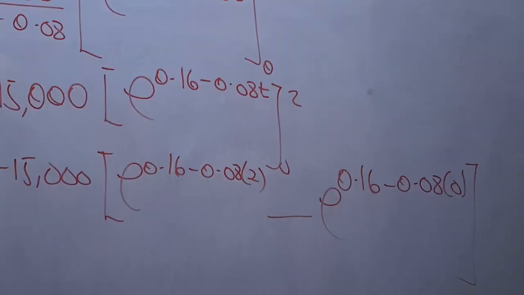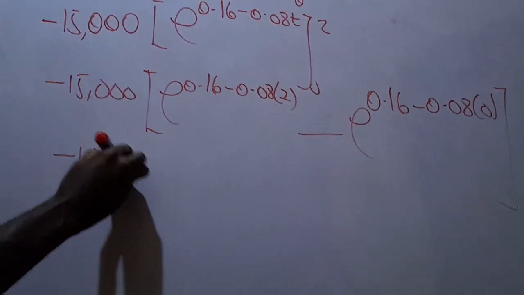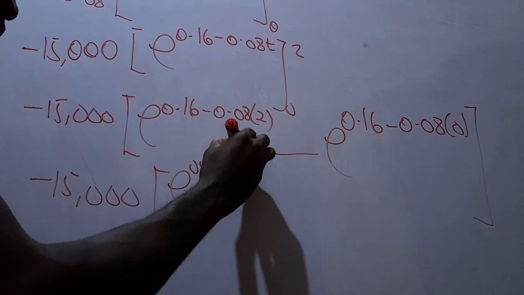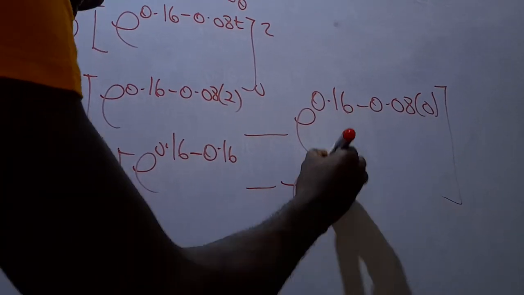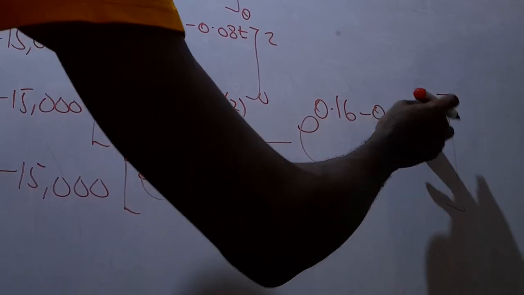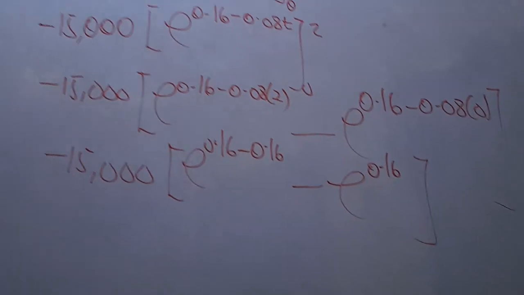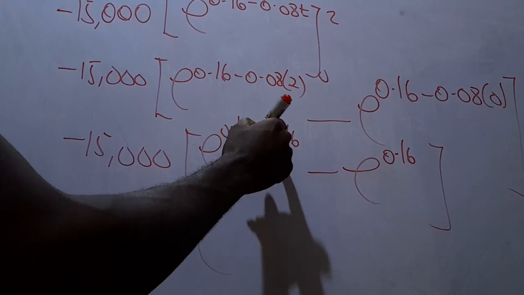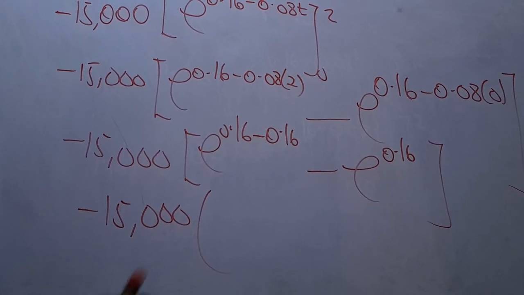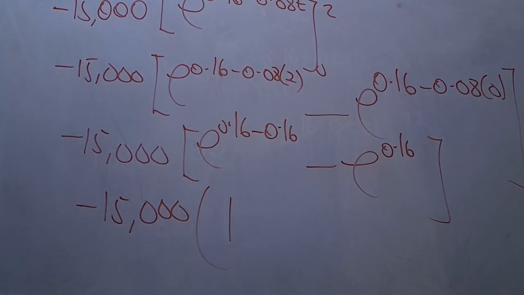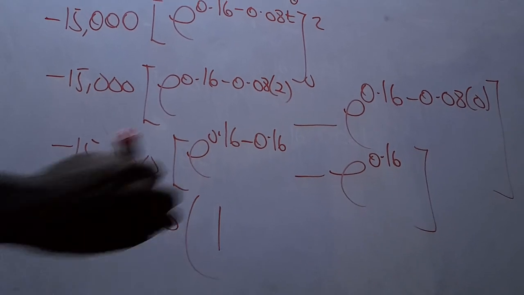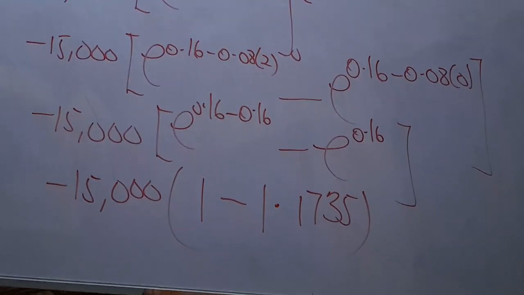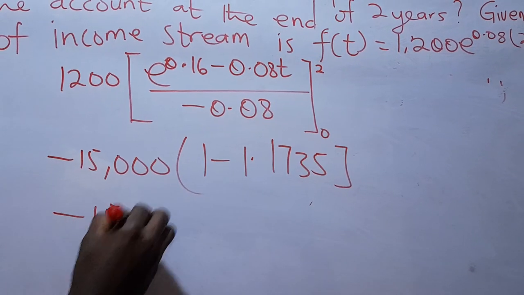If you remember how to do definite integrations, negative 15,000 bracket e exponent, 0.08 times 2 will be 0.16, minus e exponent 0.16, then this will be 0, since 0.08 times 0 will be 0. So when we solve this further, we'll get negative 15,000 e exponent 0.16 minus 0.16, which is 0. So e exponent 0 is 1. Then e exponent 0.16 will be 1.1735.